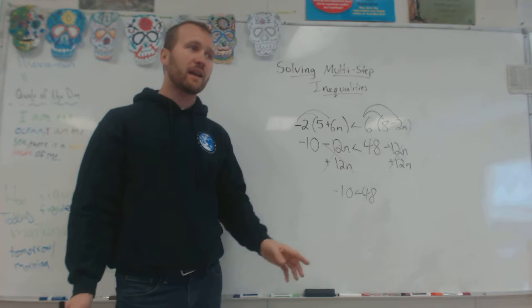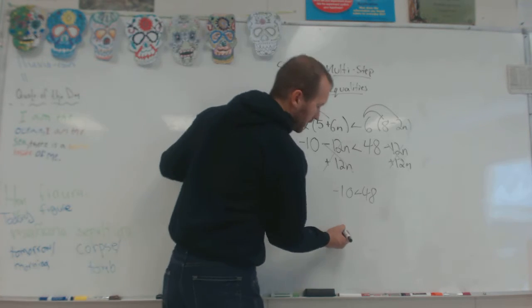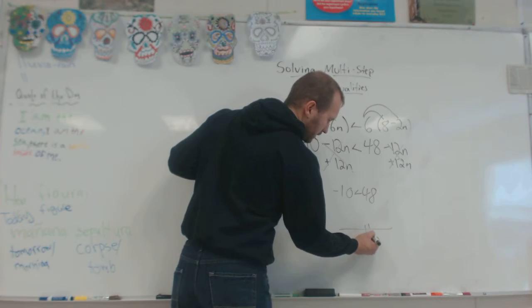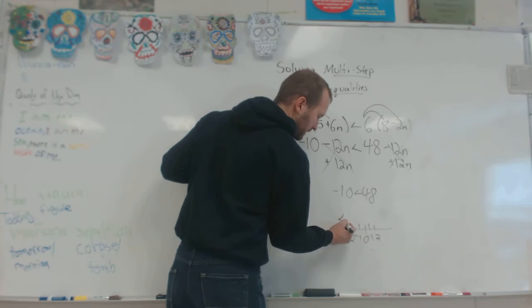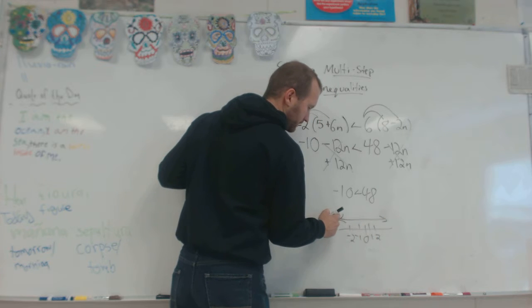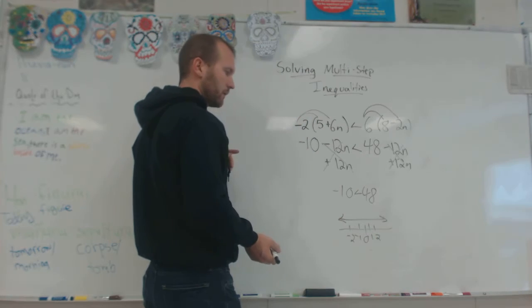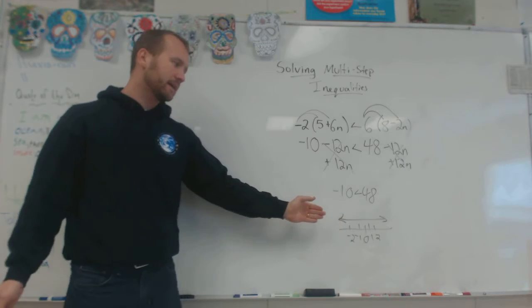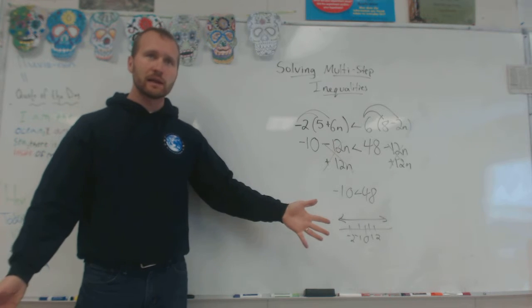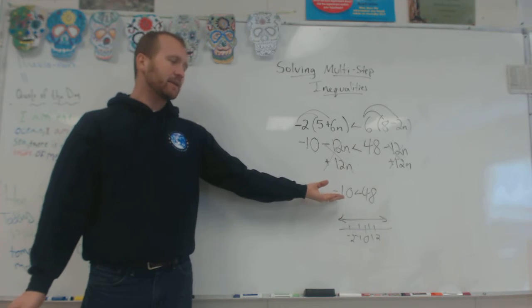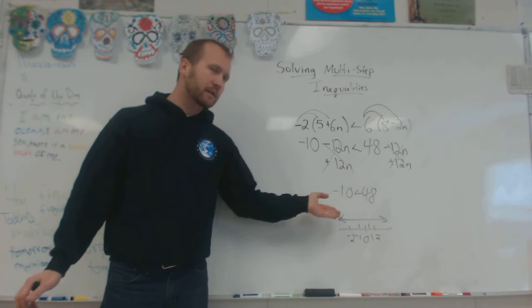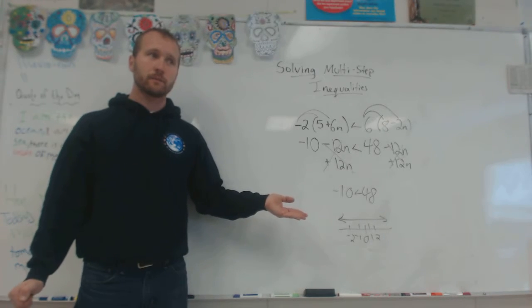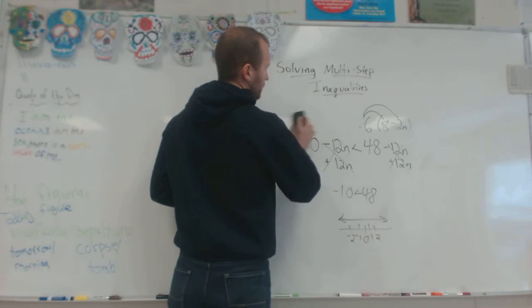So there's a solution. And the way I would graph this is I would just draw a number line: 0, 1, 2, negative 1, negative 2. And it's just an arrow going both ways. N could be anything, and negative 10 is still less than 48. There's not an n involved in that, right? That's so cool. So everything is my solution to this inequality. So this is kind of a special case.